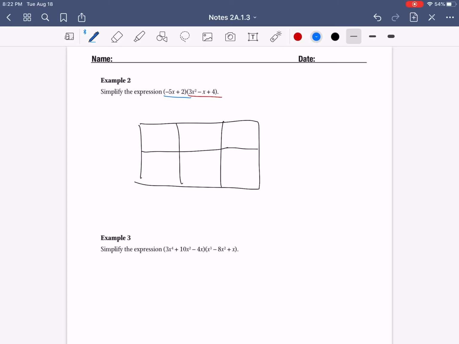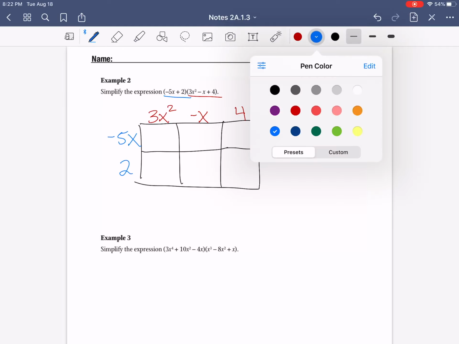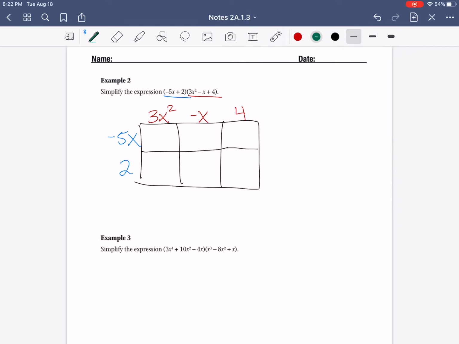So the first term is negative 5x, so you do have to put the negative sign with it. The plus 2, you do not have to put the plus sign. My second polynomial is 3x squared, negative x, so you do have to put the minus sign with it, and positive 4. You do not have to put the plus sign. And then we're just going to fill in all of our boxes. So when you multiply coefficients, add exponents. So negative 5 times 3 is negative 15. x times x squared, you have 2 x's here, 1 x here, so it's x cubed.